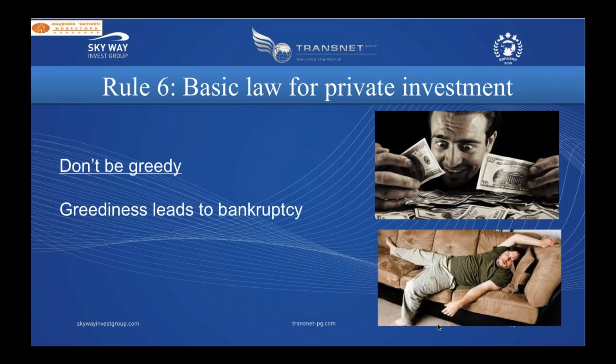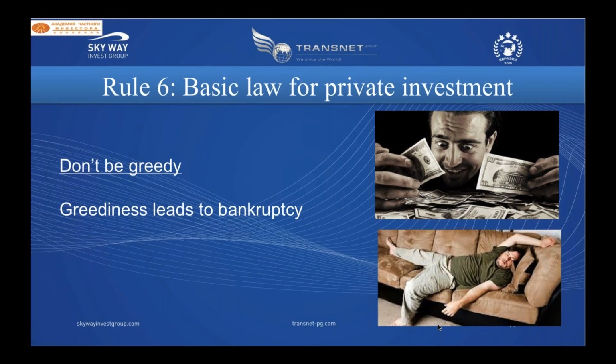Rule number 6, don't be greedy. Greediness leads to bankruptcy. Again, don't just invest all your money blindly. I know that we are coming out to the next stage, and I know that lots of people would want to have more and more packages, but be realistic. Greediness will not bring you anywhere. It is not the end of the world. The company will still raise funds at later stages.